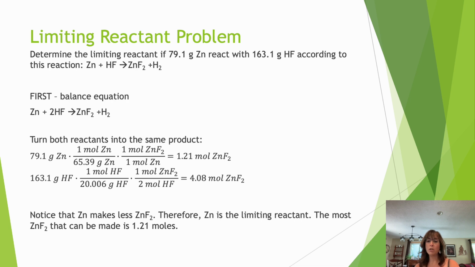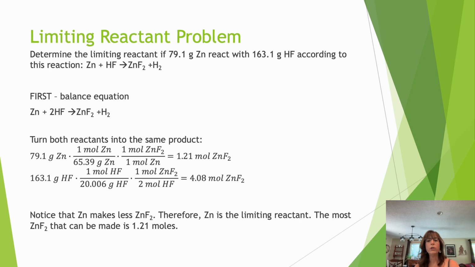What you should notice is that Zn will only make 1.21 moles of the product, while the HF will make over 4 moles. Well, who's running out? Zinc. Zinc is running out first. Zinc is the limiting reactant. By the way, sometimes I just write LR for limiting reactant. So zinc is the limiting, HF is your excess.